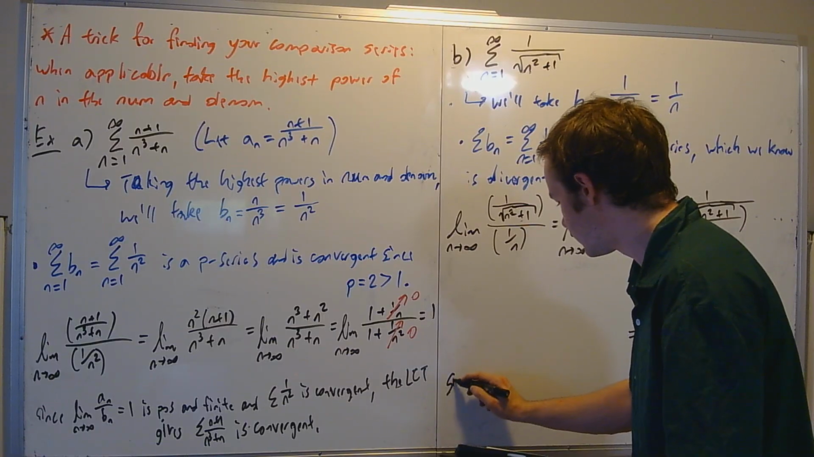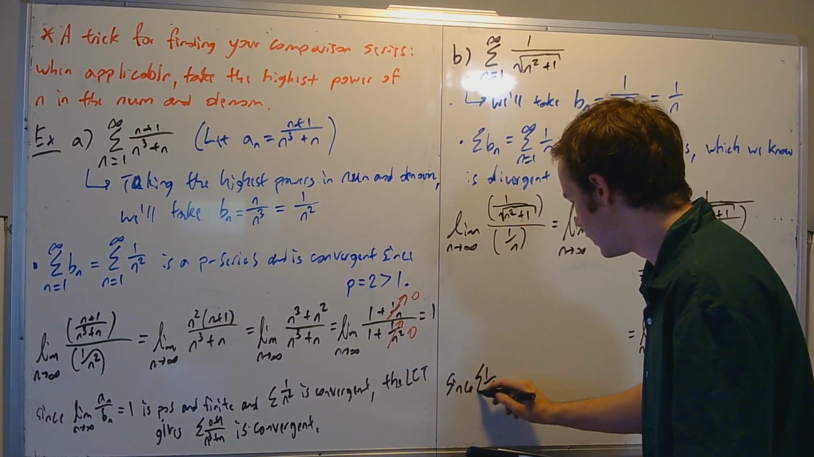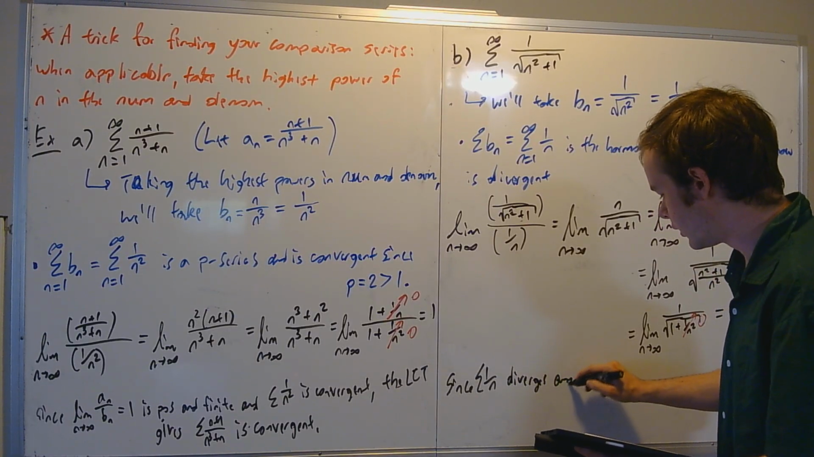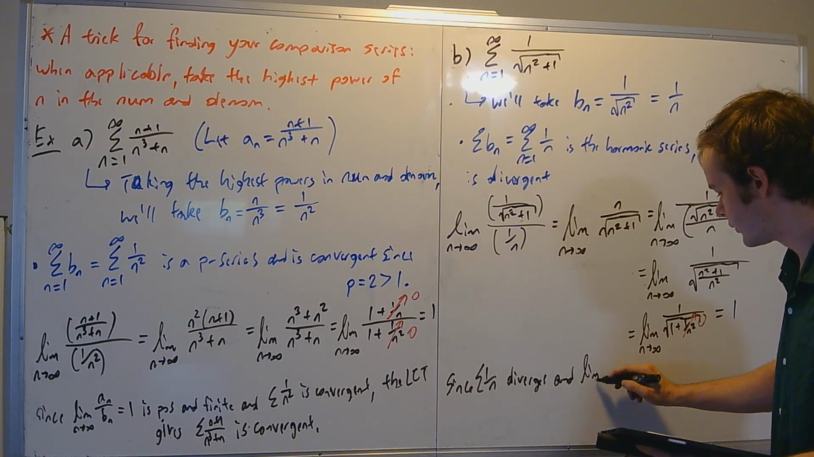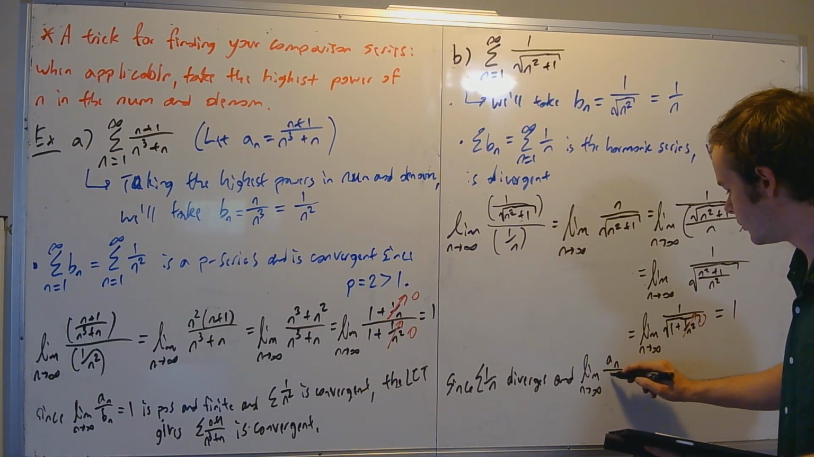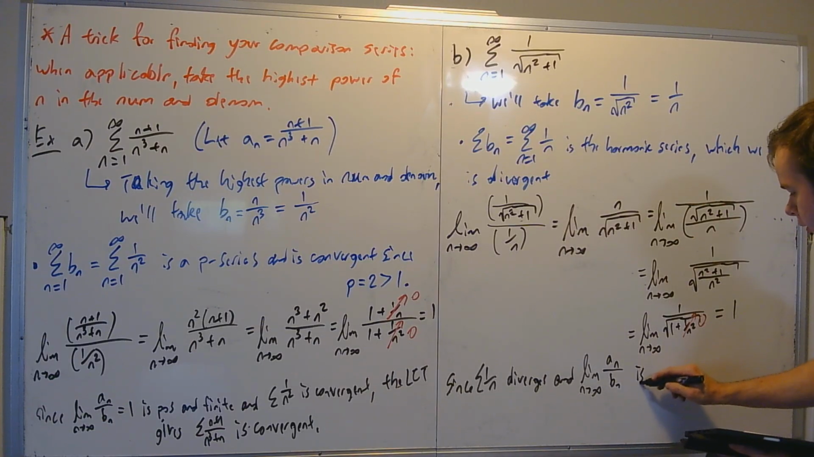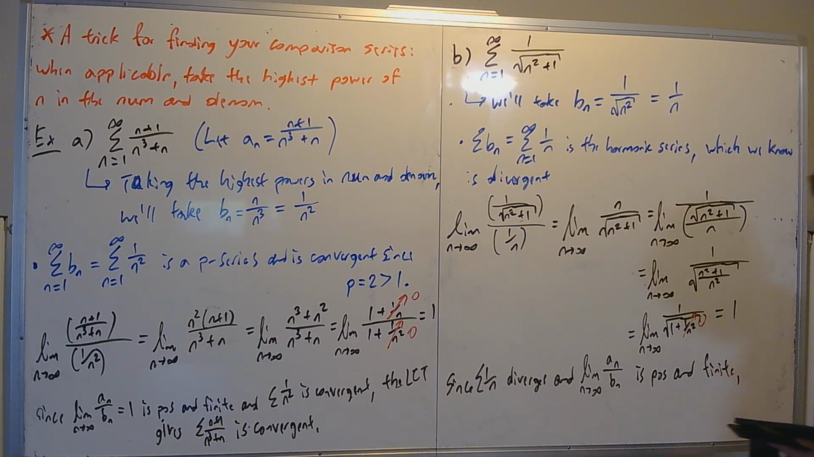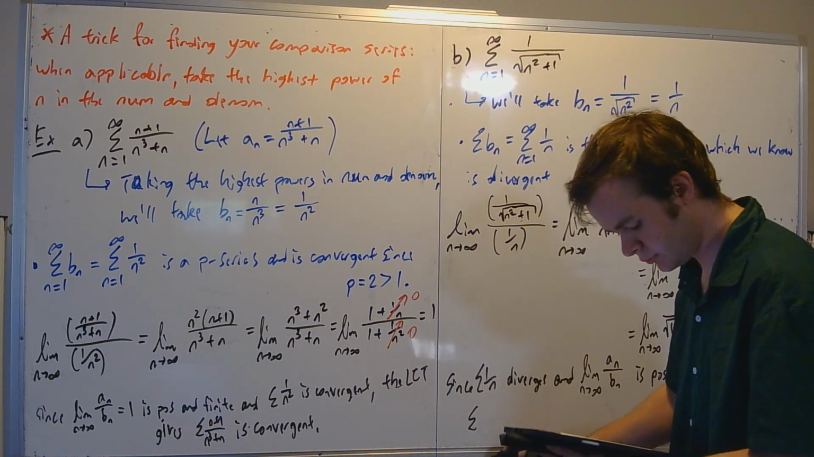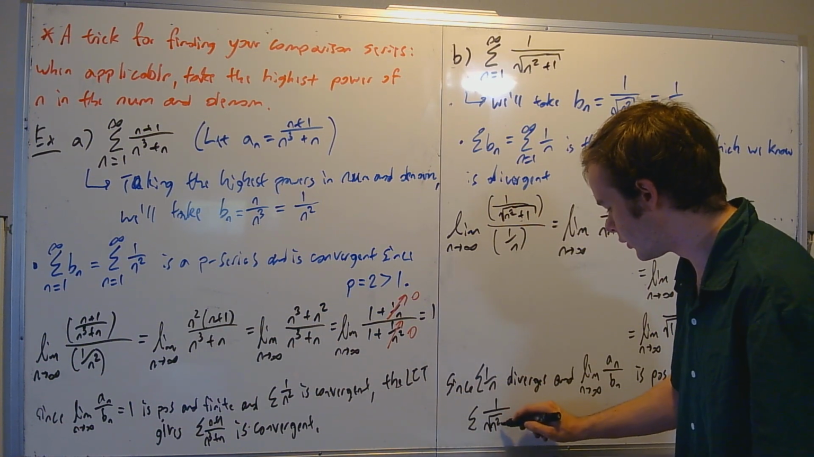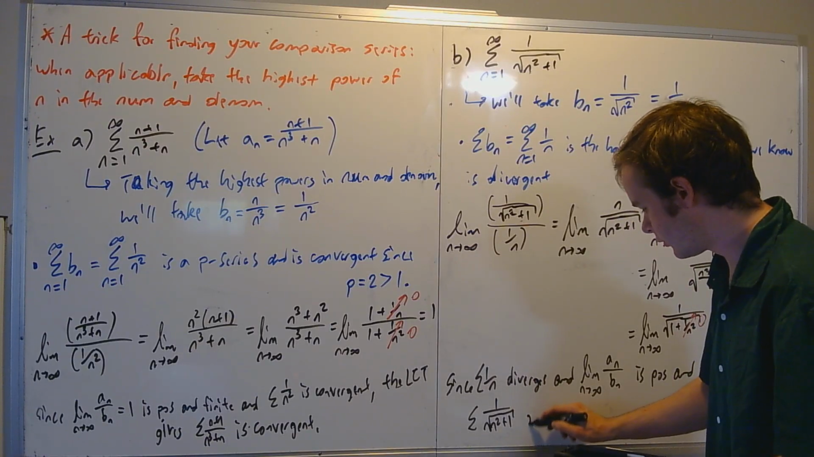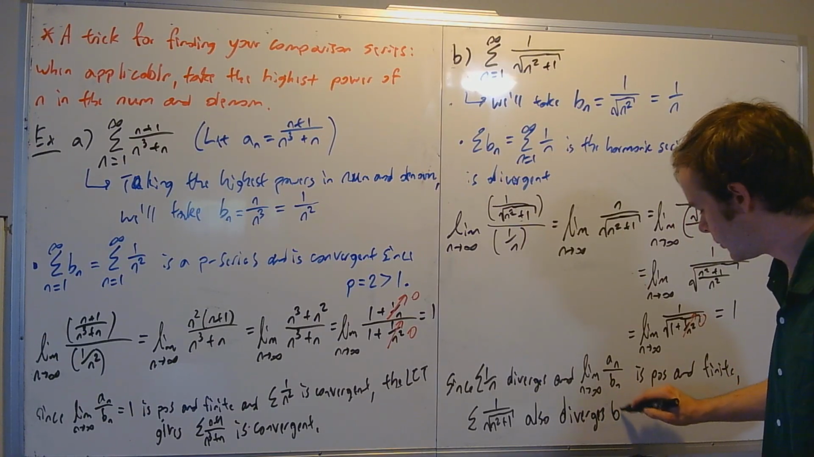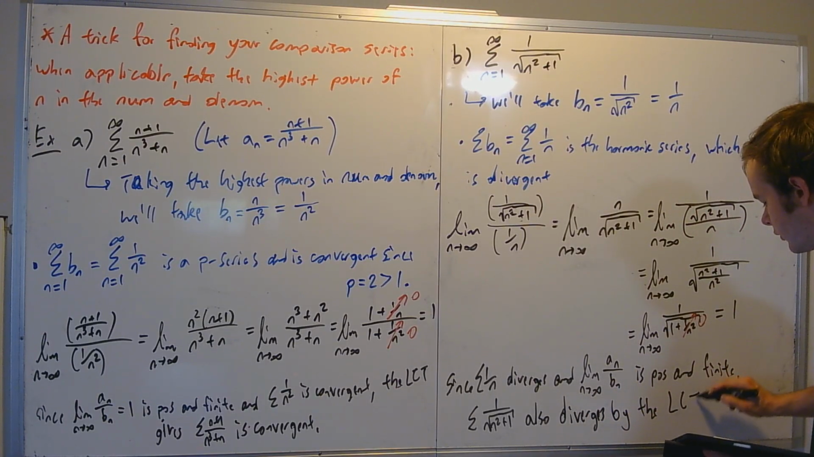So since the sum of 1 over n diverges, and the limit as n goes to infinity of an over bn is positive and finite, then we get that the sum of 1 over the square root of n squared plus 1 also diverges, by the limit comparison test.